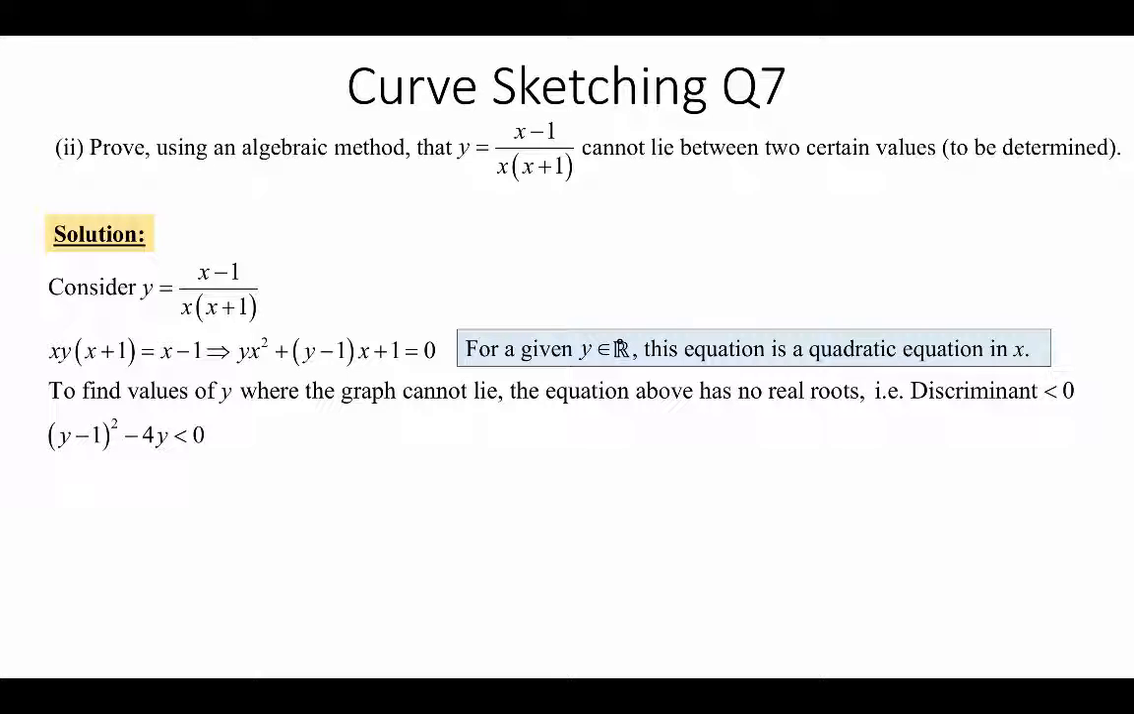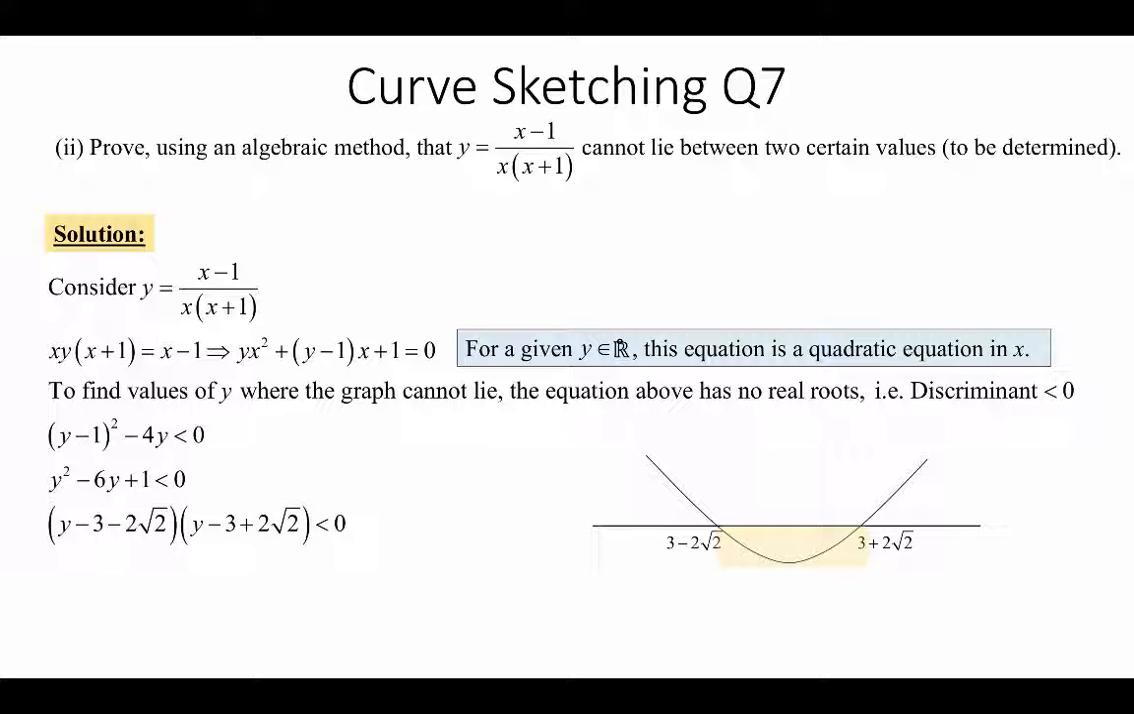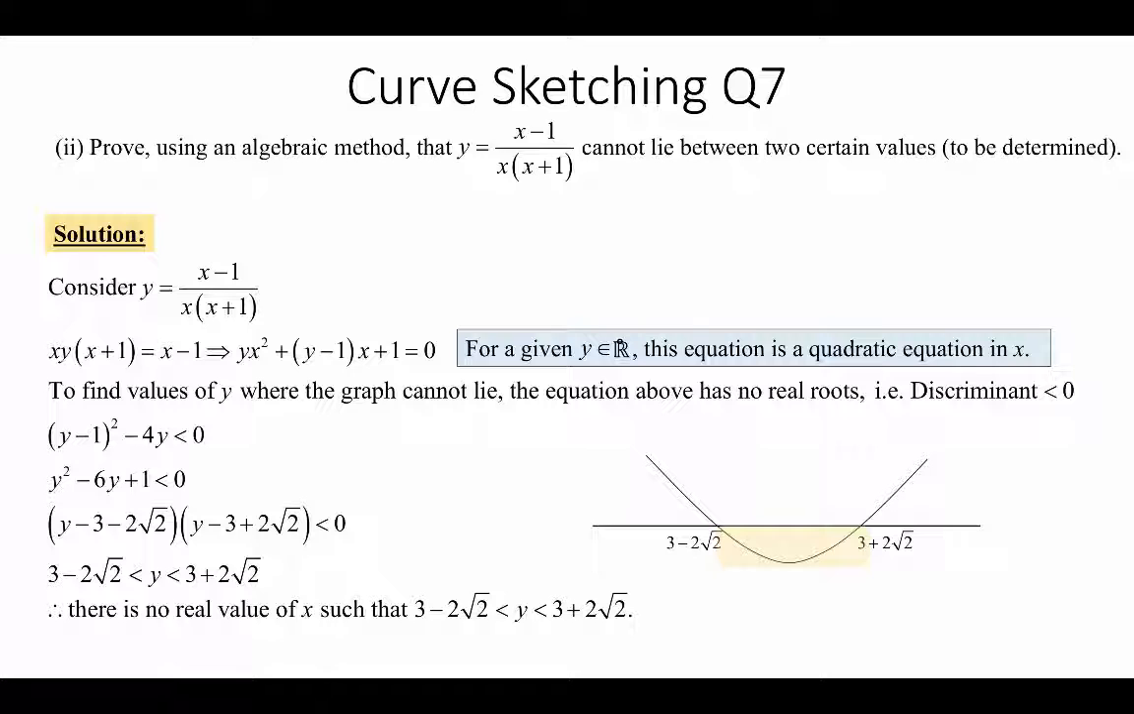The discriminant, b squared minus 4ac, will be in terms of y, and letting this be less than 0, solving this quadratic inequality will lead us to the two values where the graph cannot lie, which are 3 minus 2 root 2 as well as 3 plus 2 root 2.